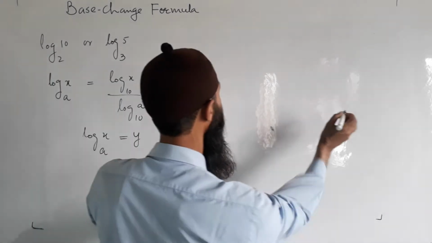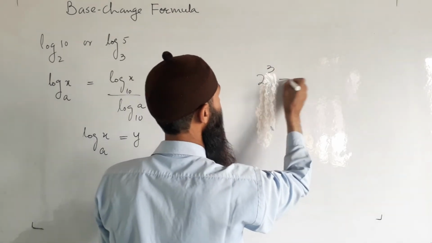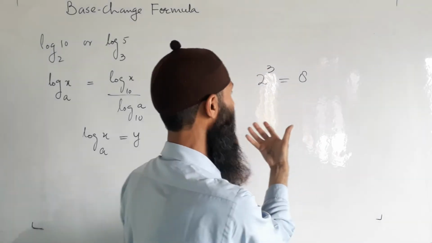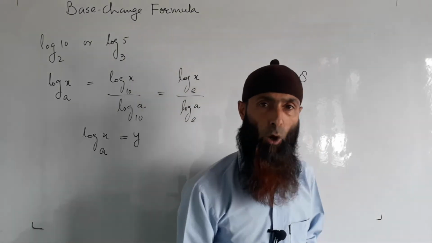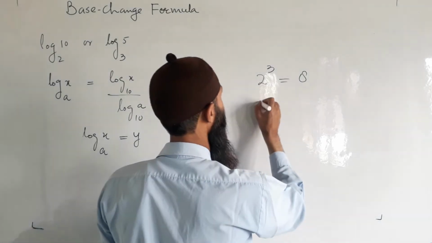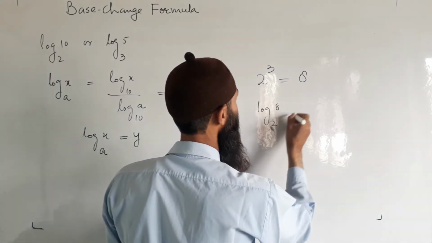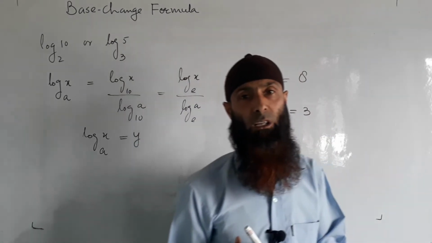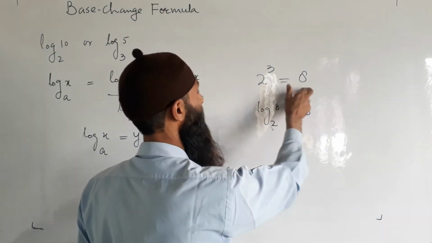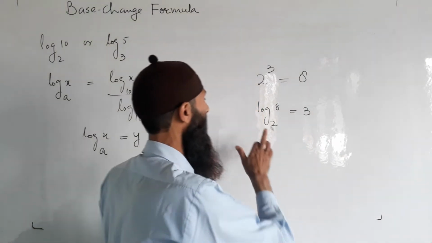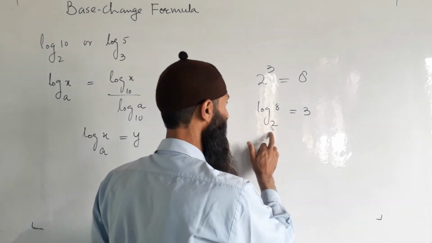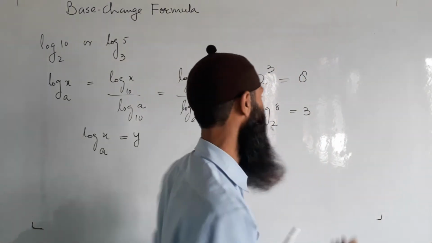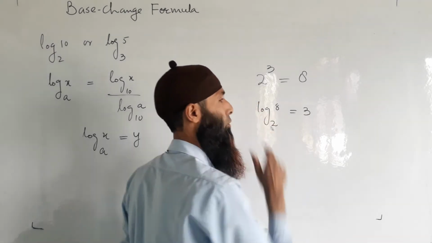Okay, you know that if you have 2 raised to the power 3 is equal to 8, you can express this equation in logarithm form. So we can write log of 8 to the base 2 is equal to 3. So this is what a logarithm actually is. When we have 2 cubed is equal to 8, we can write it in logarithm form: log of 8 to the base 2 is equal to 3. Okay, we can revert it to the first expression, that is 2 to the power 3 is equal to 8.